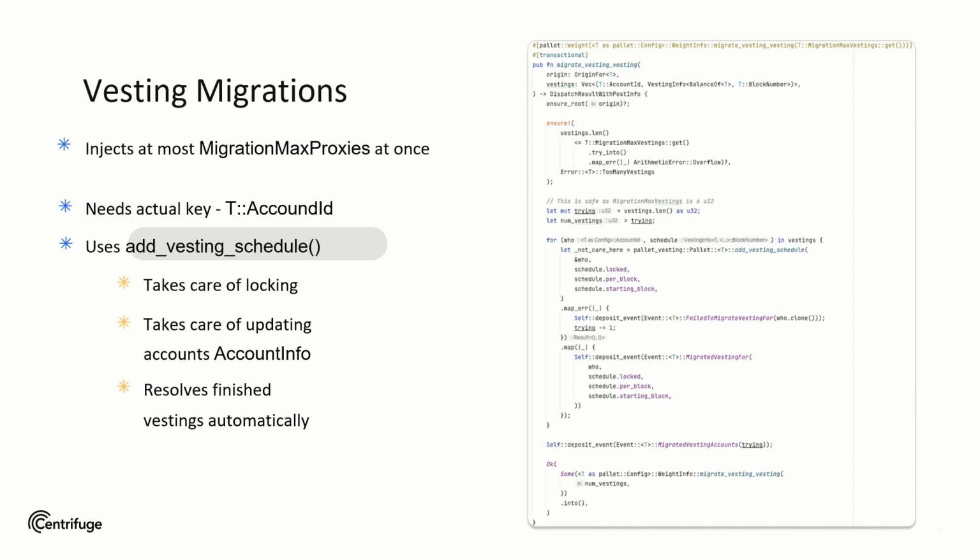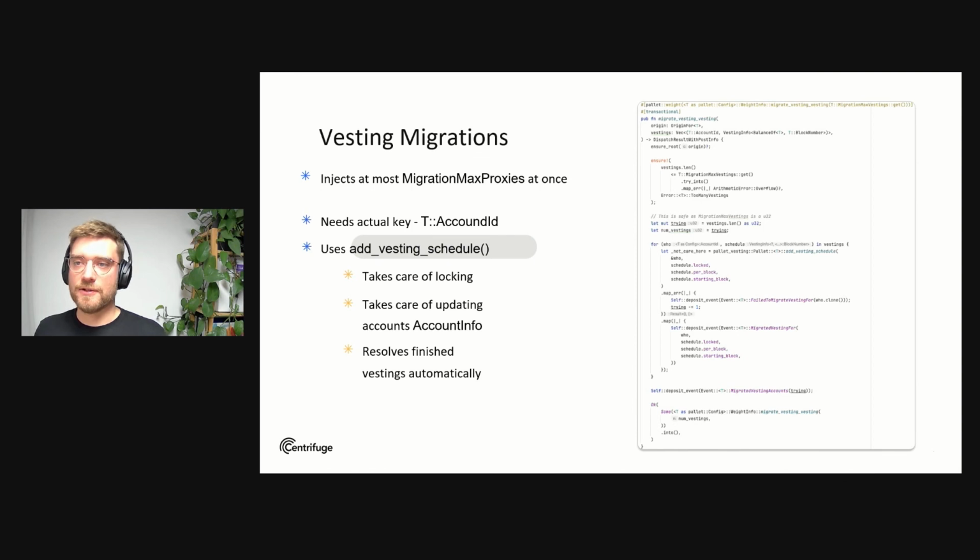And use it in order to inject the new schedules. And this will also for us do the resolving of finished vestings and all the stuff. And again, at the end, what we're doing is we're simply saying we're finished now. We have migrated this vesting information for this account, and then we are giving back the post info with how much weight we actually used.